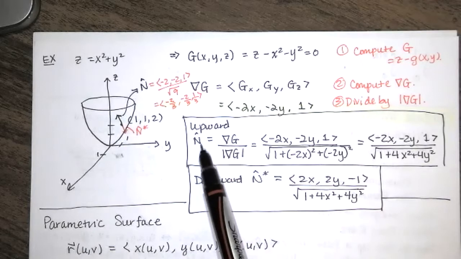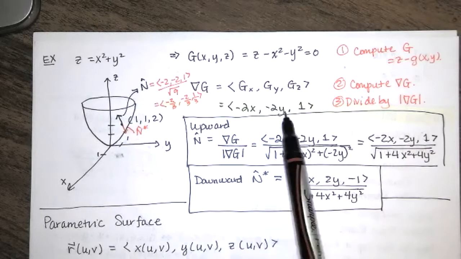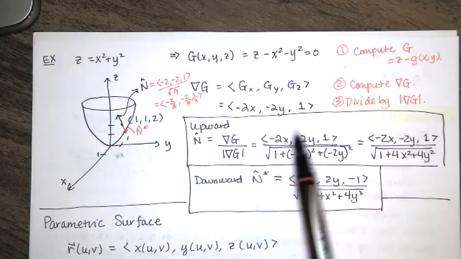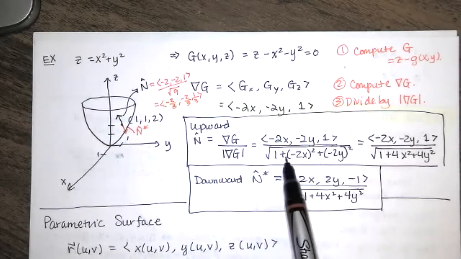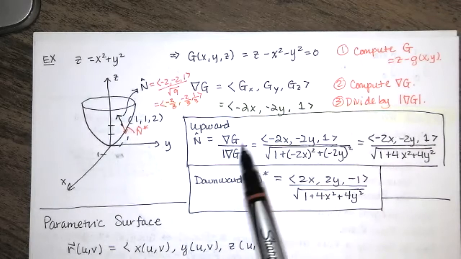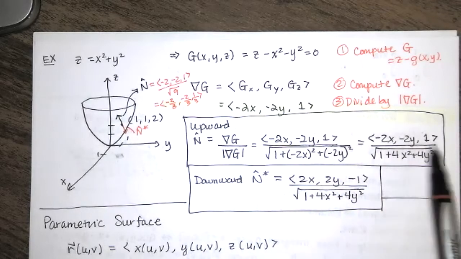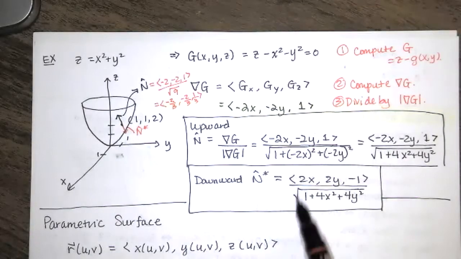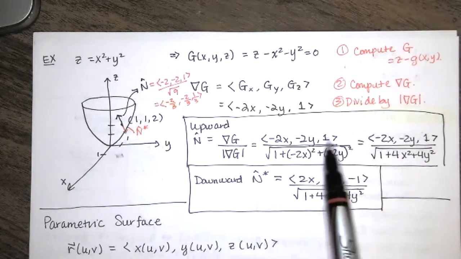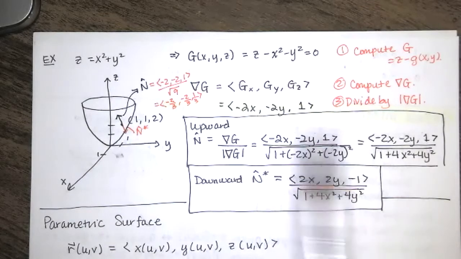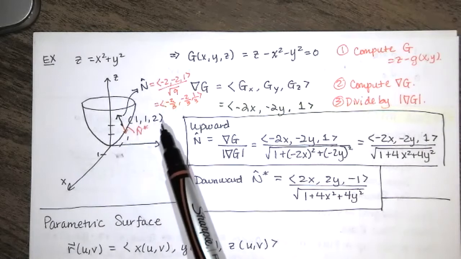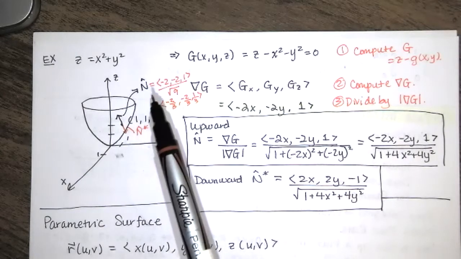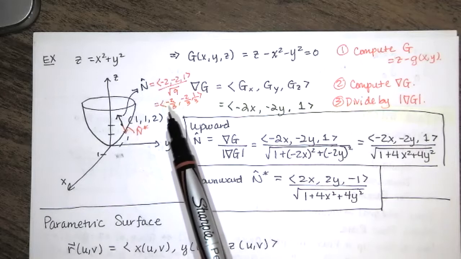In order to find n hat, that is the upward unit normal, this is a normal vector, but I want the unit normal. I take that and I divide by its magnitude. If I want the one that goes downward, I just take this vector and I multiply it by -1. It doesn't change the magnitude, so that number in the denominator is the same. Now, if I evaluate this at a particular point on the surface, say x equals 1, y equals 1, z equals 2, then I find out that my upward unit normal looks like this.